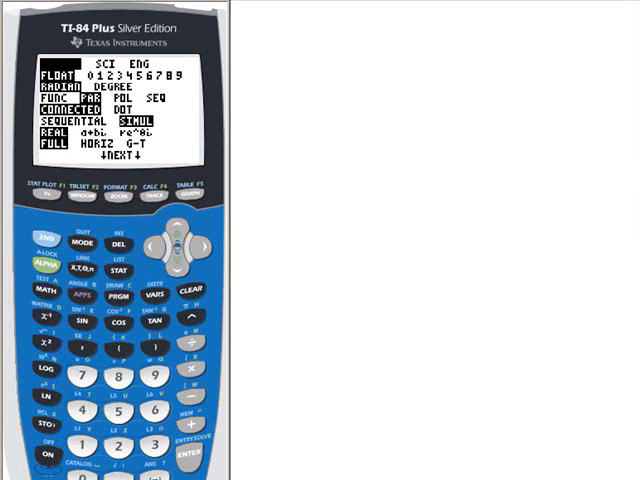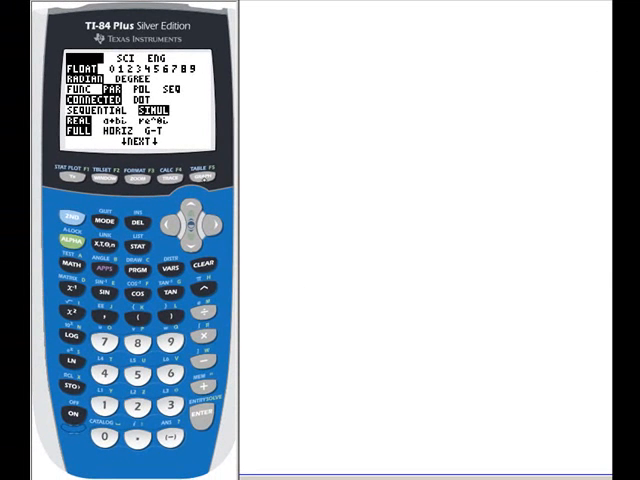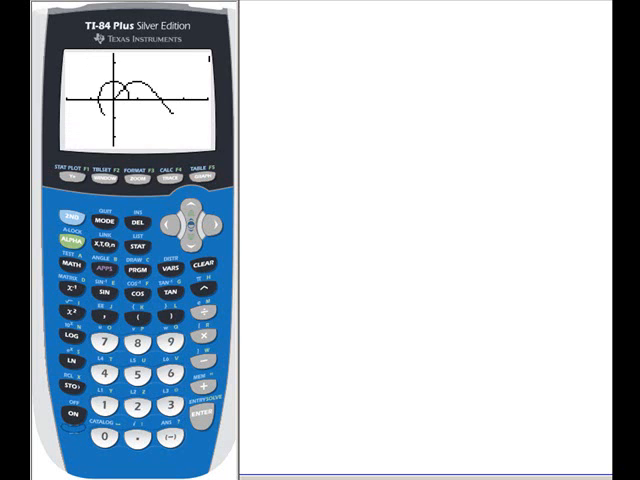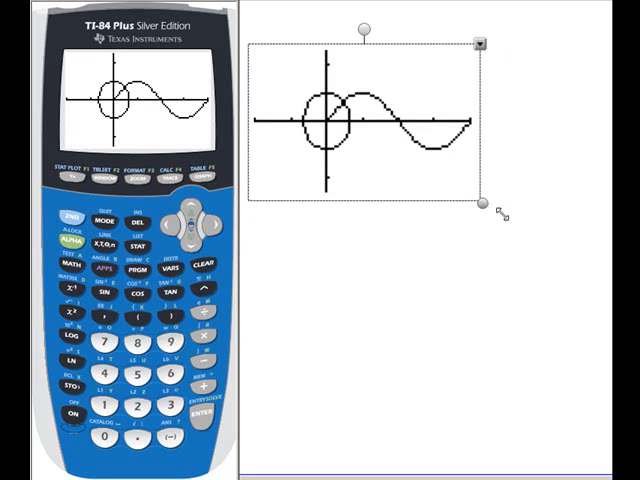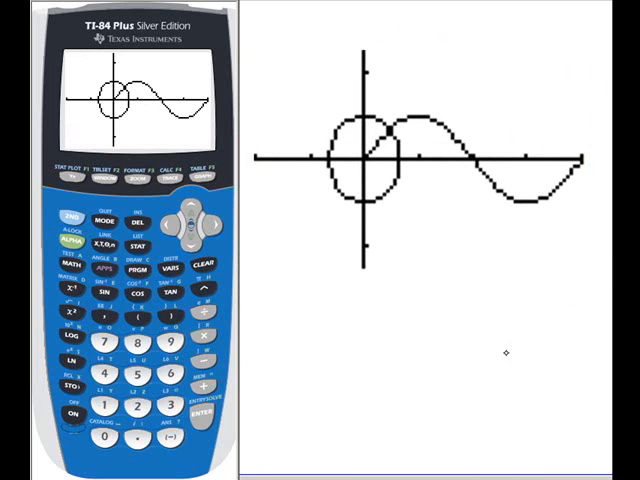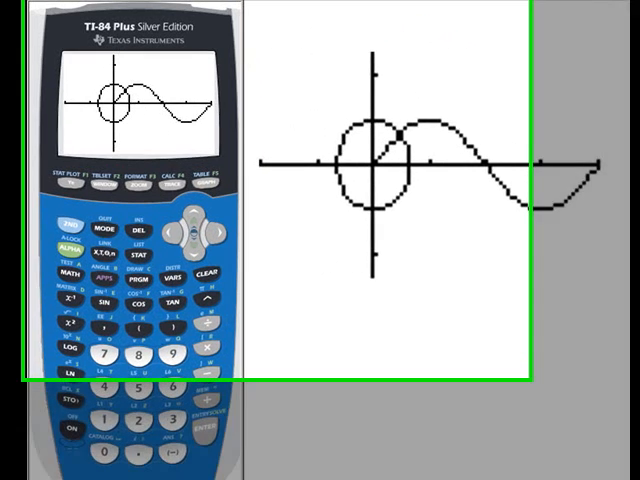Alright, I've got equations set up for sine and equations set up to show me the unit circle. Now if I press graph, what you're going to see is the unit circle generated and the sine curve generated at the same time. Now let me drag this over here and drop it. Here's the things that I'm trying to get you to focus in on.